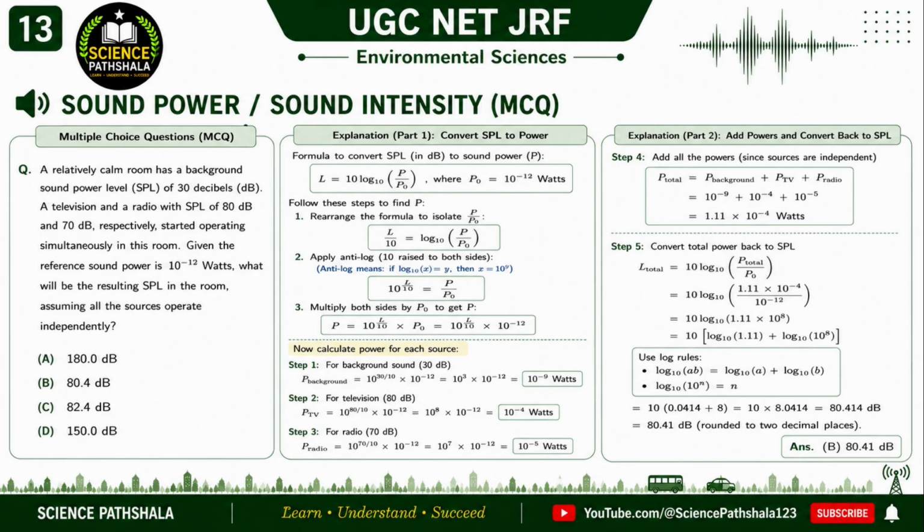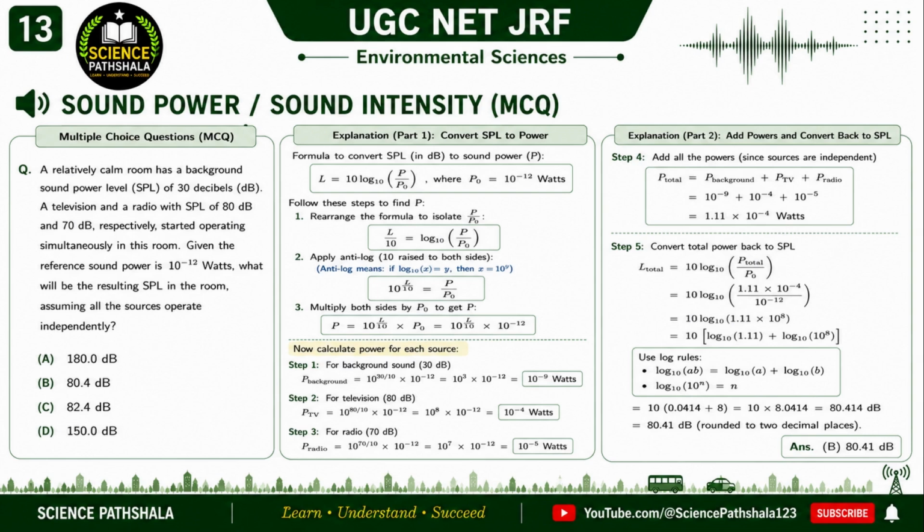So now we need to calculate power for each source. For background sound, that is 30 dB, we have P background is equal to 10 raised to power 30 upon 10 into 10 raised to power minus 12. That is, on calculation we'll get 10 raised to power minus 9 watts. And for television set, similarly on calculation we get 10 raised to power minus 4 watts. And for radio, which is of 70 dB, we get 10 raised to power minus 5 watts.